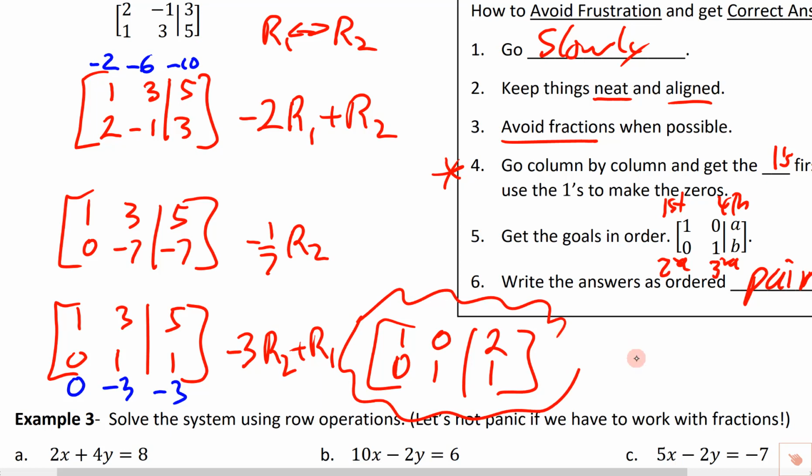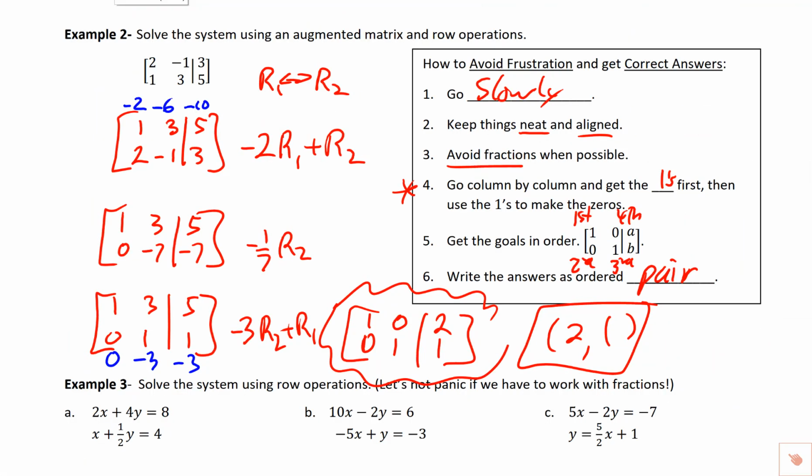We've done all the row operations. All we want to do is write it as an ordered pair, 2, 1. Okay, but you flipped them. Why is it 2, 1 when you flipped it? Got it? Okay. Any questions?